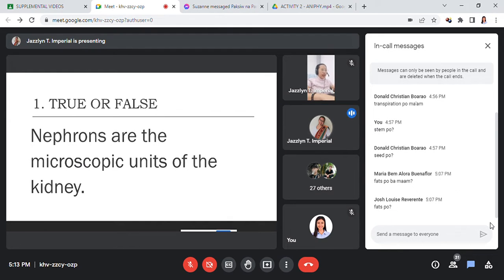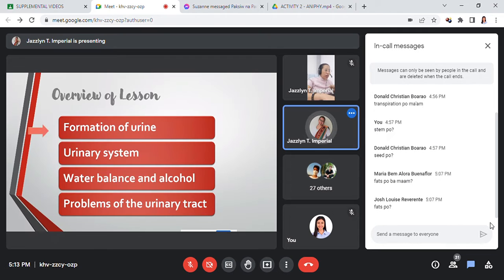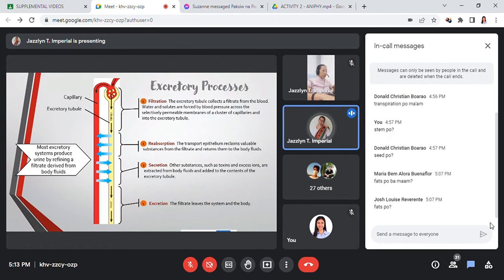Yes. All right, so we now move on to the excretory process, or the formation of urine. There are 4 major processes in the formation of urine: filtration, followed by reabsorption, and then secretion, and excretion. Most excretory systems produce urine by refining a filtrate derived from body fluid.